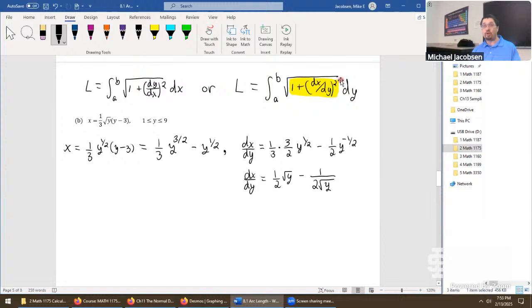Next thing to do is just square that whole thing. So let's give this a little bit more space. dx/dy squared is the square of all this. Let me just write it in to make it slightly easier to visualize. 1/2 root y minus 1/2 root y, squared.